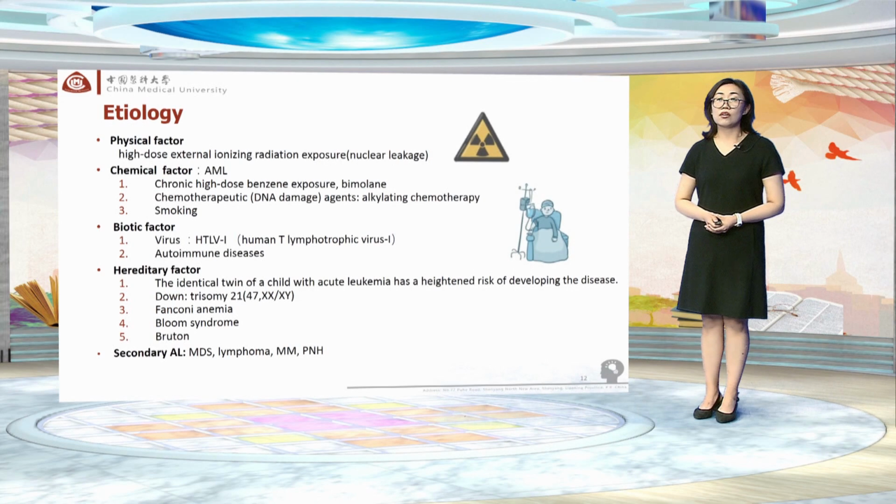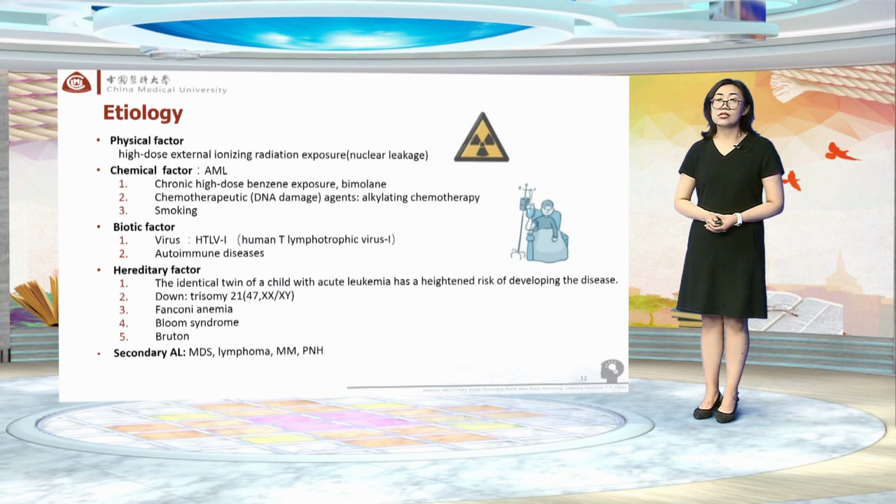The fourth is the hereditary factor. The identical twin of a child with acute leukemia has a heightened risk of developing the disease. On the other hand, patients with genetic disorders such as Down syndrome with trisomy 21, Fanconi anemia, Bloom syndrome, and Bruton syndrome have a higher risk of leukemia.